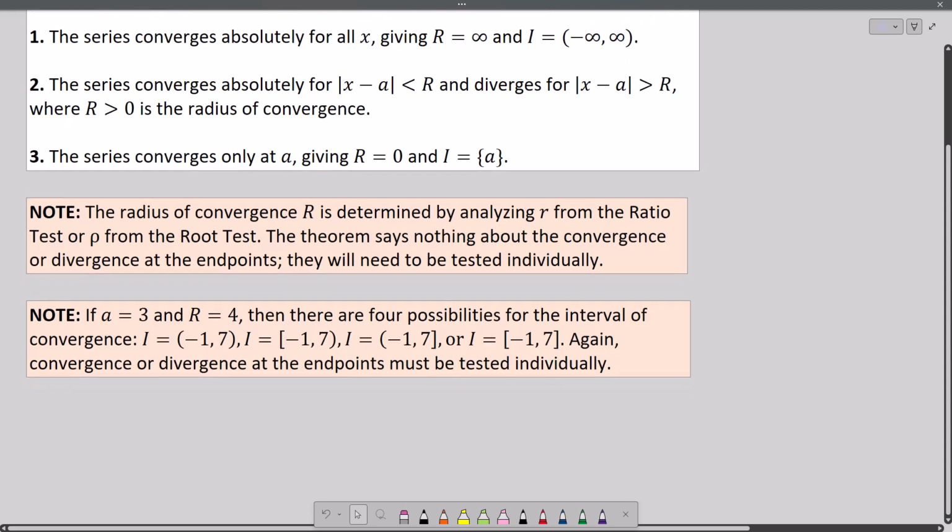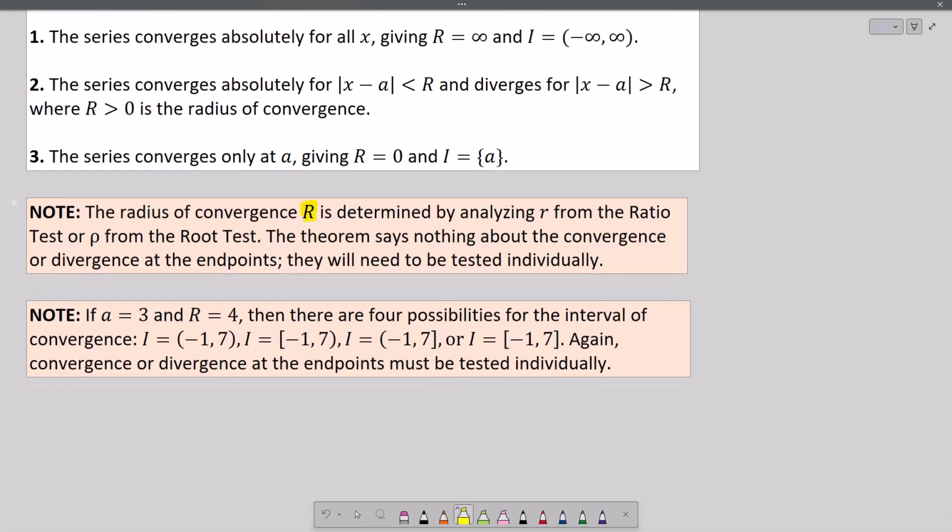Now, how the heck do we find this capital R? Well, that capital R is going to be determined by using either the ratio test or the root test. 90% of the time we use the ratio test. But sometimes we can use the root test. The ratio test is the most important test for power series convergence.